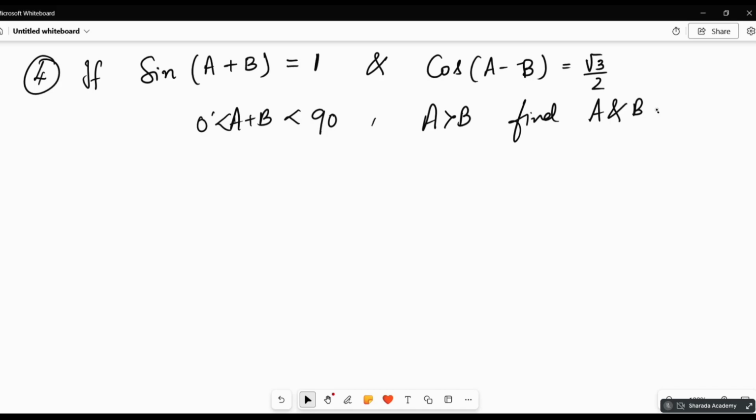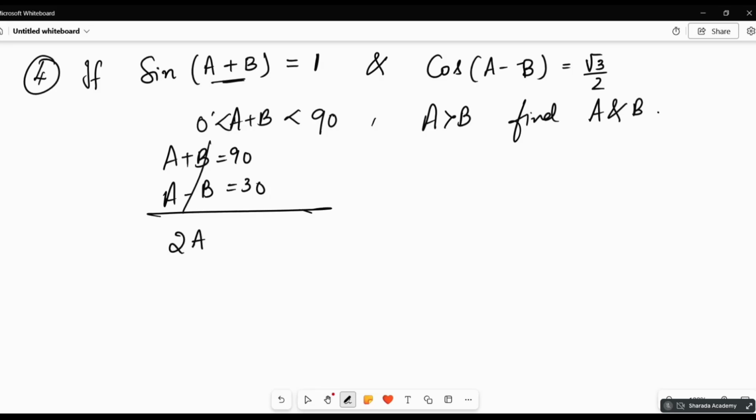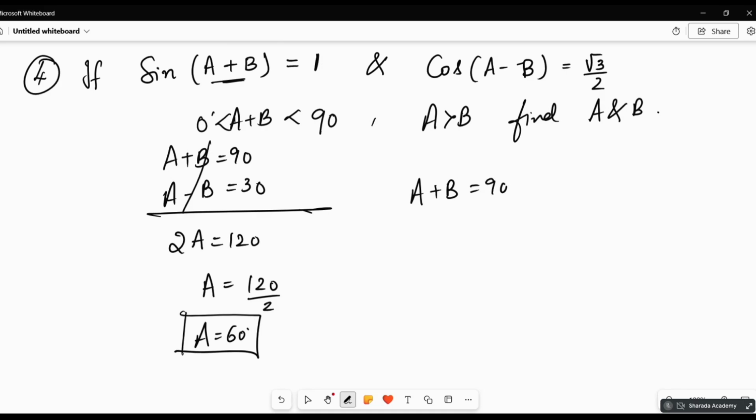Sine of what value is 1? It is 90 degree. So A plus B is 90 degree, and A minus B is 30 degree. If you add them, you will get 2A is 120, A is equal to 120 by 2. So A is equal to 60 degree. And again for B, if you substitute that value, A plus B is 90. I know A is 60, so 60 plus B is 90, and B will be equal to 30.